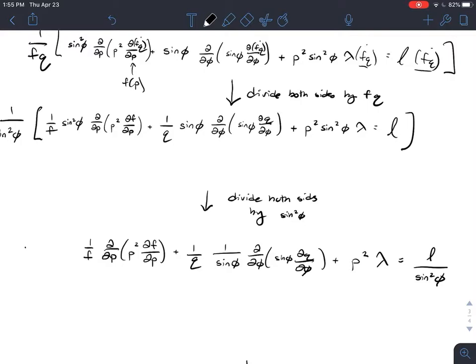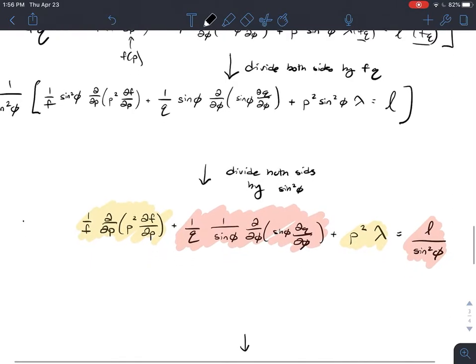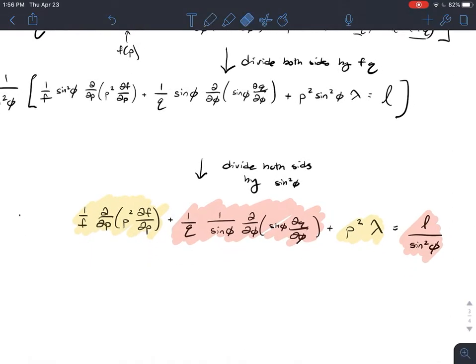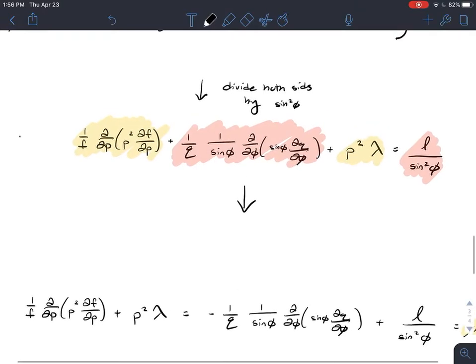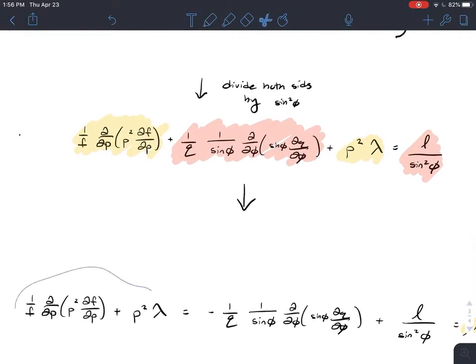This relationship right here. And what we should be able to notice now, I'll highlight this, is that this is only dependent on rho. And then this term is also only dependent on rho. And continuing the highlighting, this term is only dependent on phi, and this term's also not dependent on rho. So the nice thing we can do now is move all the variables to each side of the equation. All the yellow highlighted, let's move to the left-hand side, and all the orange highlighted, we can move to the right-hand side.